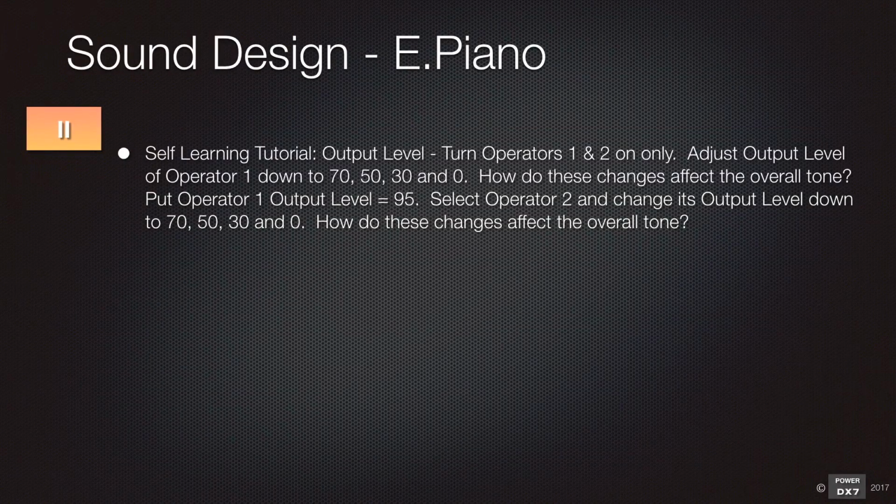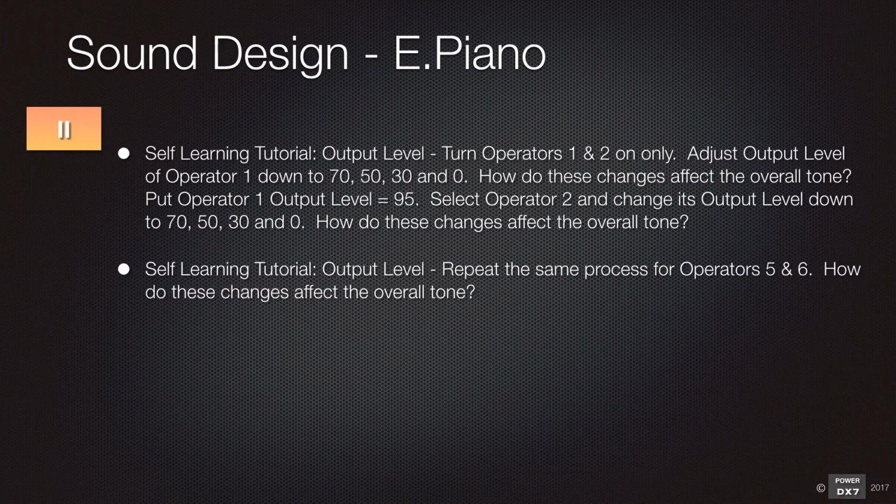Turn on operators 1 and 2 only. Adjust output level of operator 1 down to 70, 50, 30, and 0. How do these changes affect the overall tone? Put operator 1 output level back to 95. Select operator 2 and change its output level down to 40, 30, 20, and 0. How do these changes affect the overall tone?